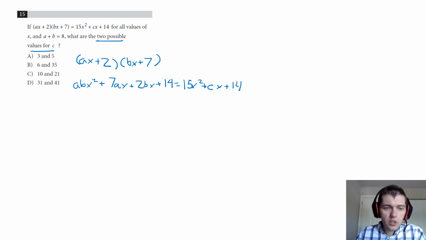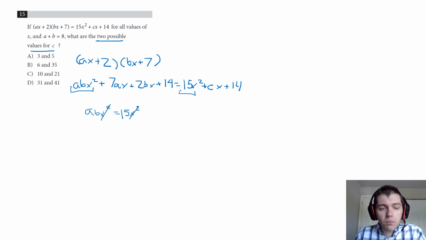At this point, it's important to recognize that because we have the x squared term in that first term here and here, we can say that abx squared is equal to 15x squared, and you can cross out that first term, which means that AB is equal to 15. Combine that with the other expression we were given in the initial problem, A plus B is equal to 8, which means that you can solve this to be B is equal to 8 minus A. Plug that back in.